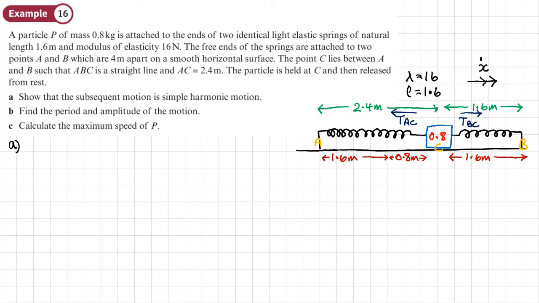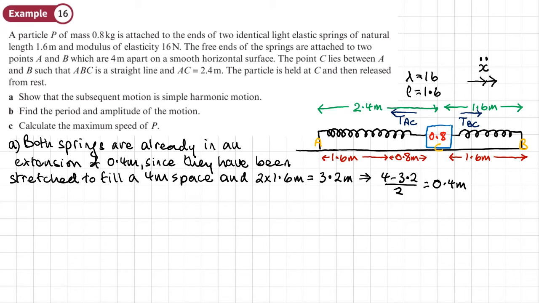And when we do these extensions, we need to be careful because these 2 springs have been stretched between a distance of 4 meters. So even if the mass was at the center, in equilibrium position and not moving, each of the springs would be 2 meters long. They've already got an extension of 0.2 meters. So I'll just write that down. And if I said 0.2, I actually mean 0.4. So I hope this makes sense.